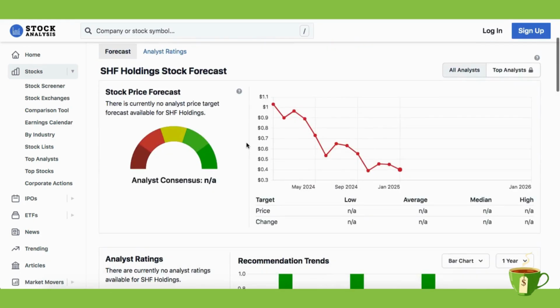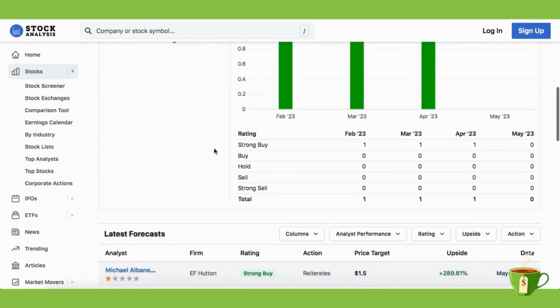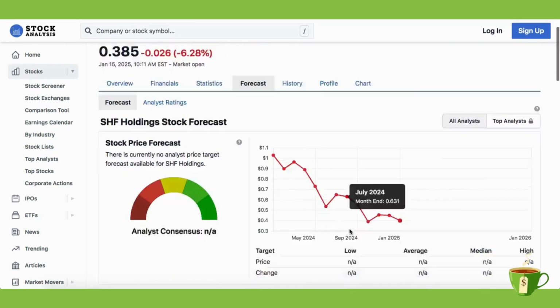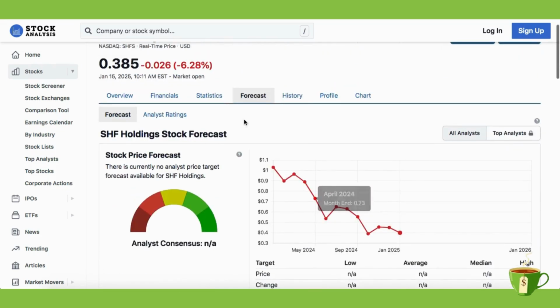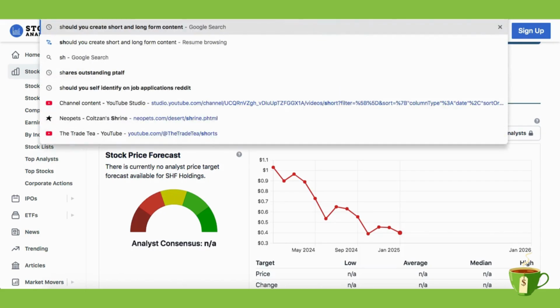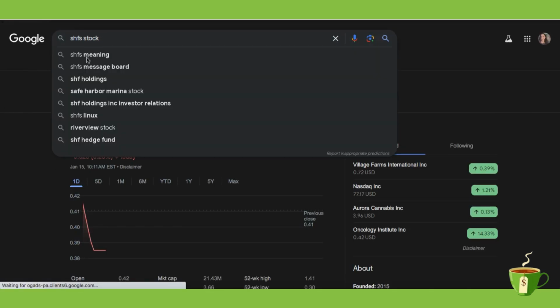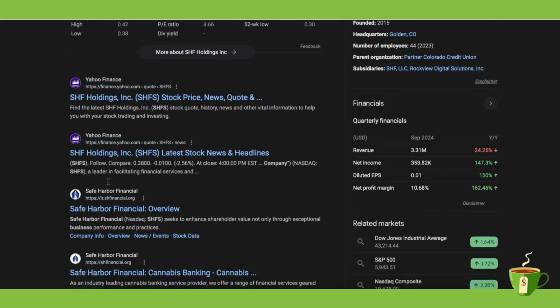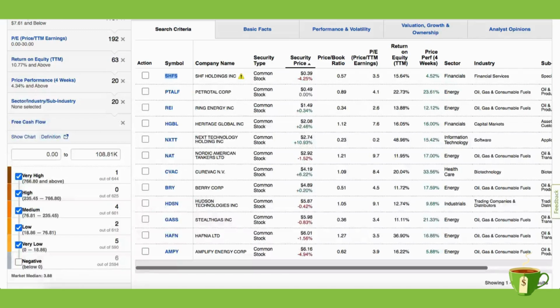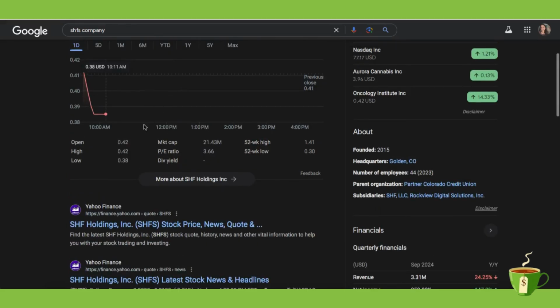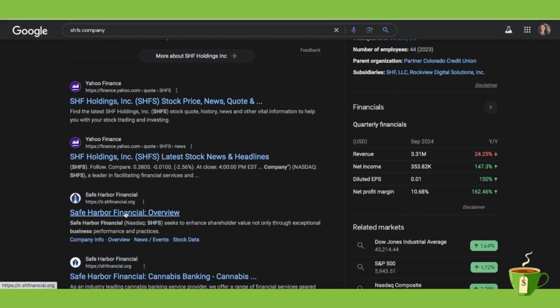Okay, yeah. Normally with these small ones, there's no analyst coverage, analyst target, whatever. But I do see it's kind of been going down, which I don't really like. But I'm kind of curious. And actually, I want to see the company. What is it called? SHF. I'm wondering if, yeah, this is it.